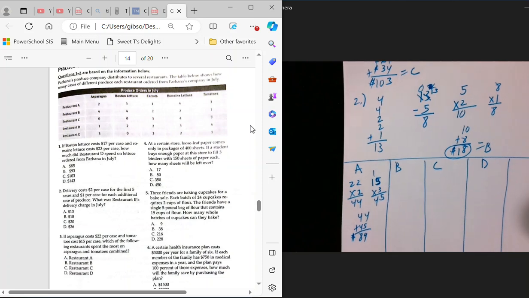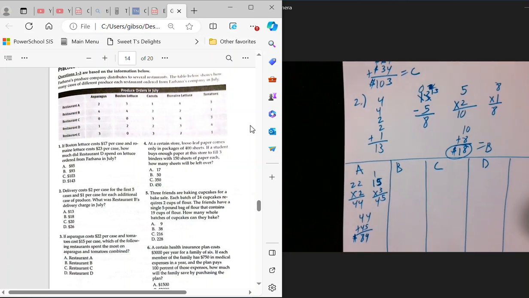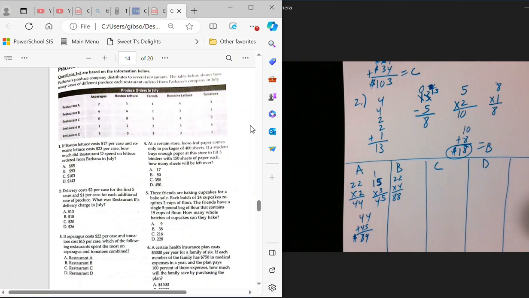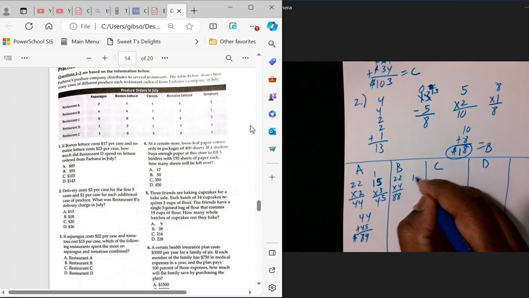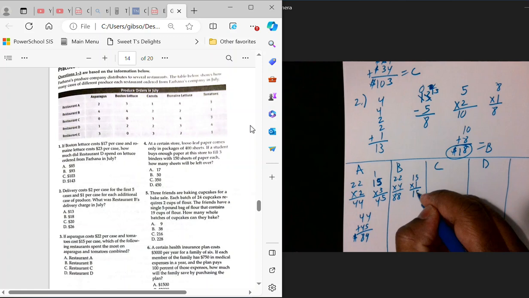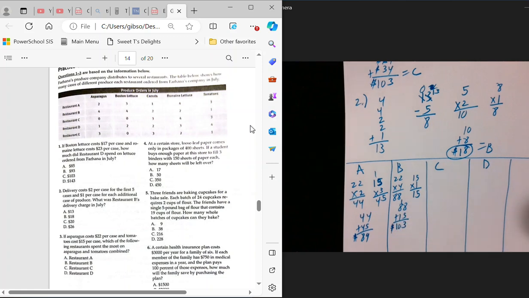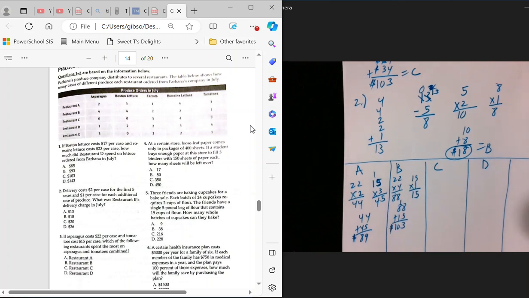Okay, restaurant B. We have 4 for the asparagus. We'll do 22 times 4, which is 88. Then we have 1 for the tomatoes, so we'll do 15 times 1, which is 15. We add these two together. 88 plus 15. 5 plus 8 is 13. Carry the 1. 1 plus 8 is 9, plus 1 is 10. So this is 103. So far, B is our answer. But we have to check C and D.